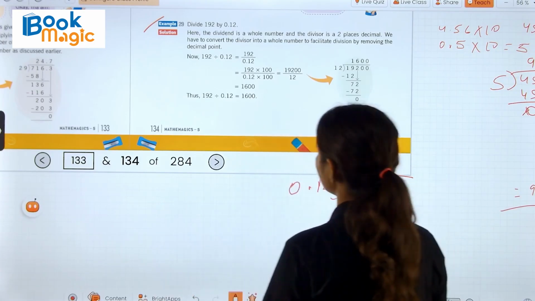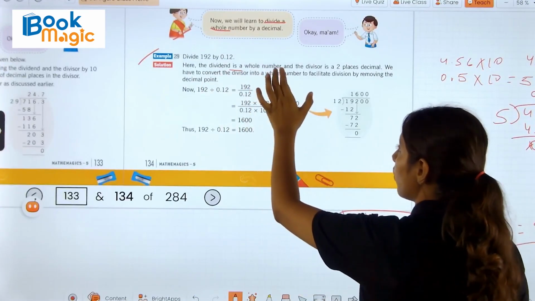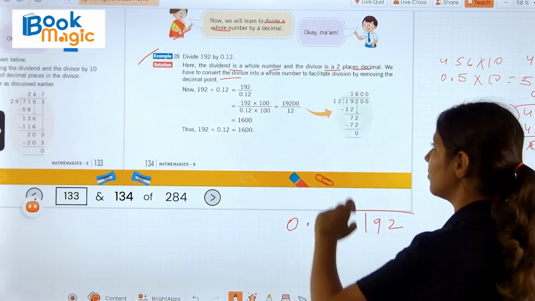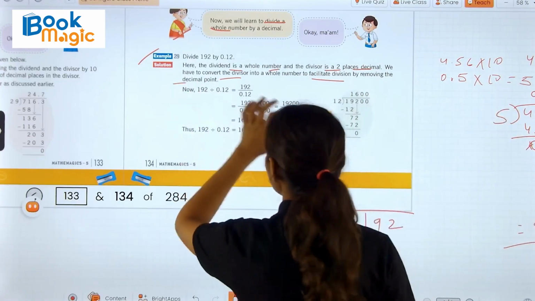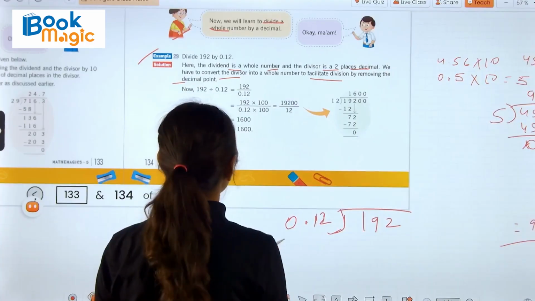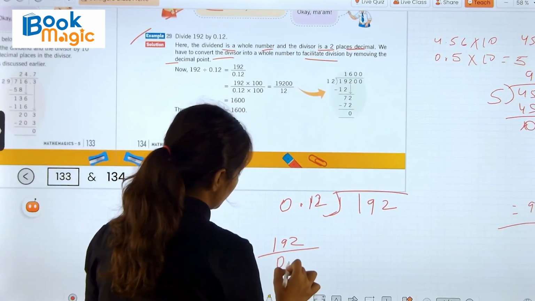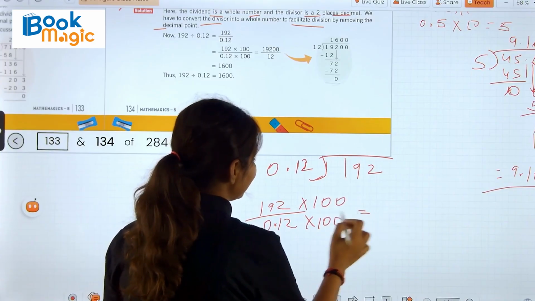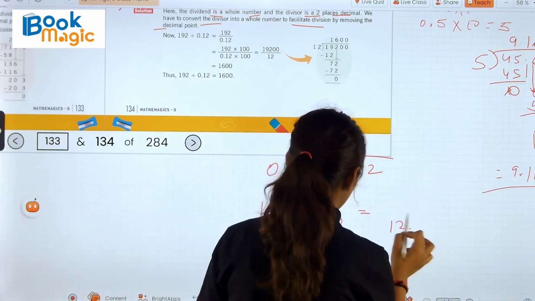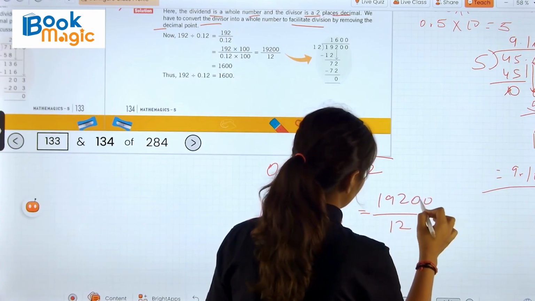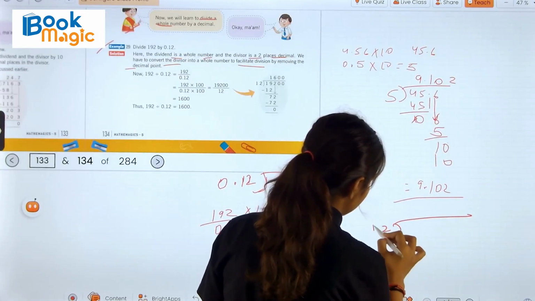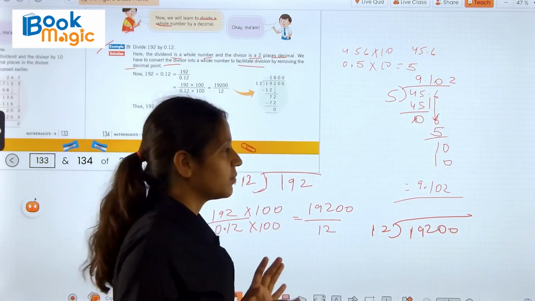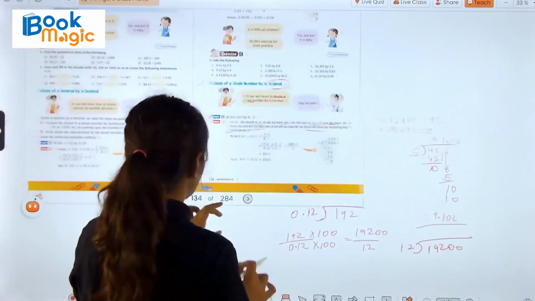So to do the same, what we have to do? Here we can see the dividend is a whole number and the divisor is a two-place decimal. We have to convert this divisor into a whole number to facilitate division by removing the decimal point. So what we can do here? See, 192 by 0.12. Just multiply this with 100 to make it a whole number. So it will become 12 and this will become 19200. Now you can divide it. 12 is written here and 19200. So now this is a simple, ordinary number division. Okay, then you can get the answer.